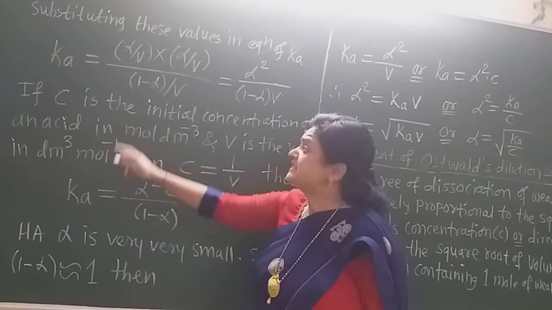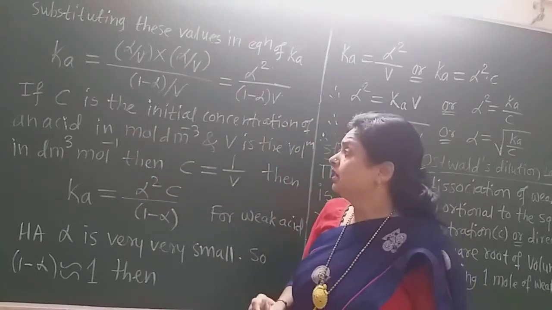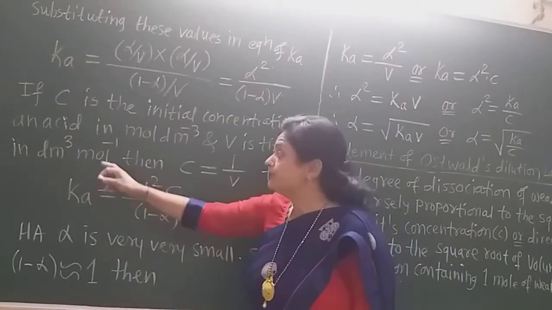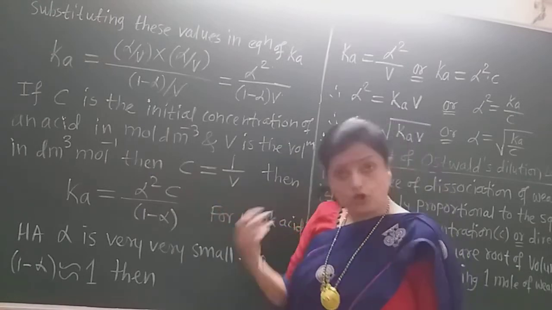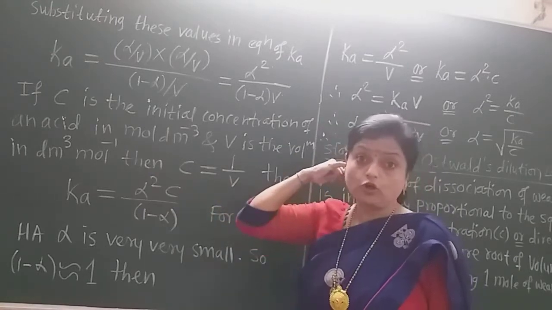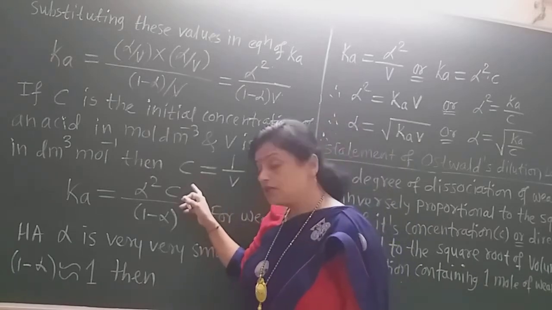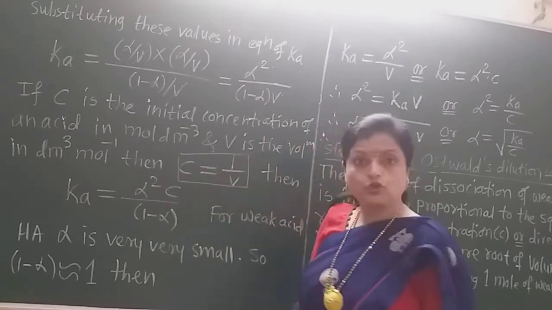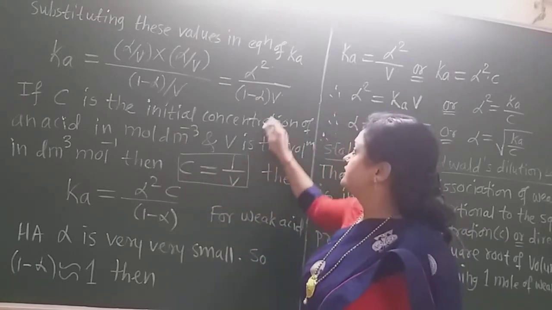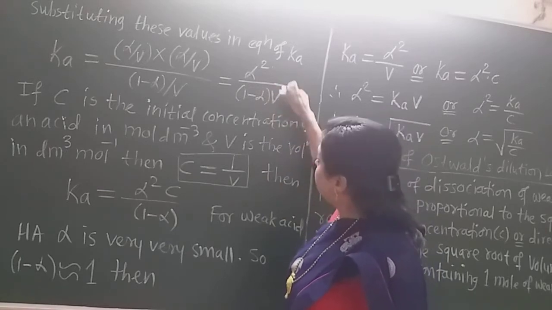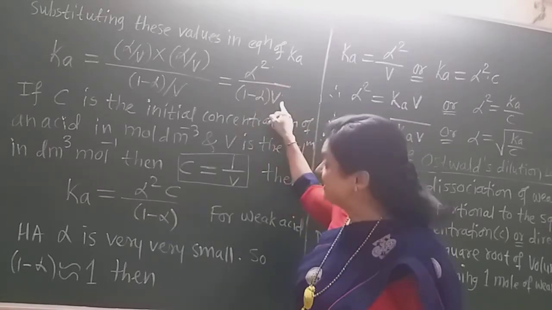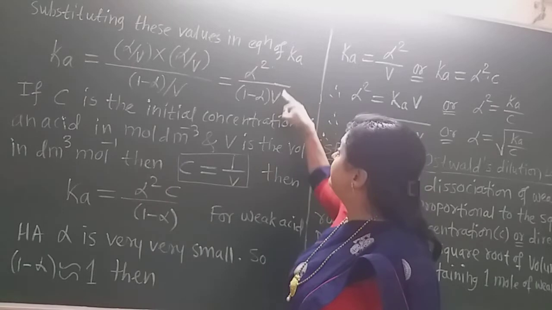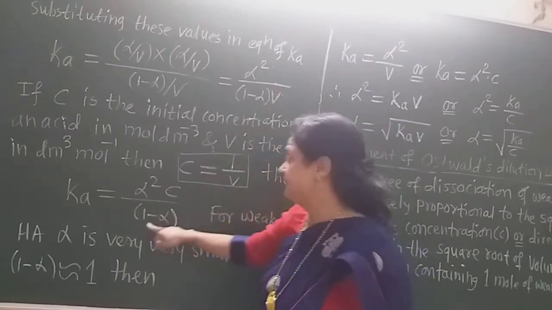Now if C is the initial concentration of the acid in moles per decimeter cube, and V is the volume in decimeter cube per mole, then we know that the reciprocal of the volume is equal to the concentration, because C is equal to 1 upon V. Then substitute the value of this 1 divided by V in this equation as C. We obtain K is equal to alpha square, now this 1 divided by V becomes C, and 1 minus alpha.